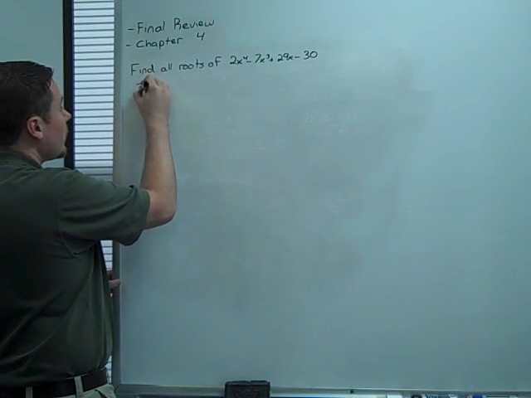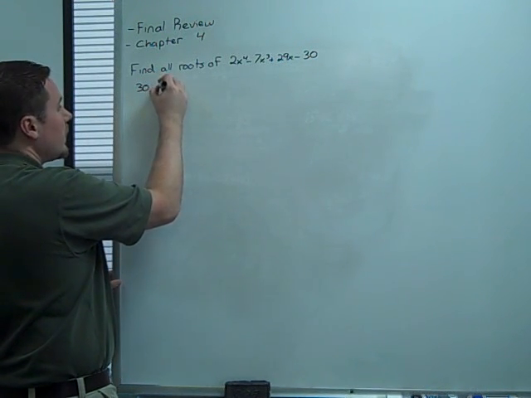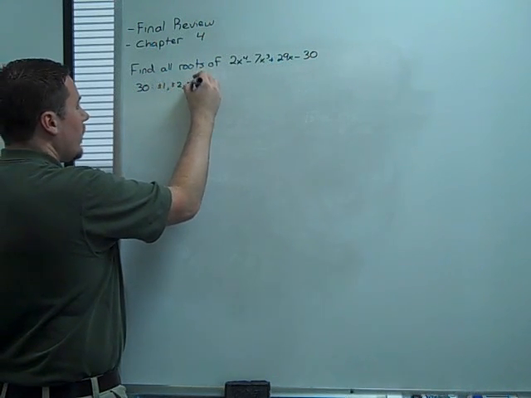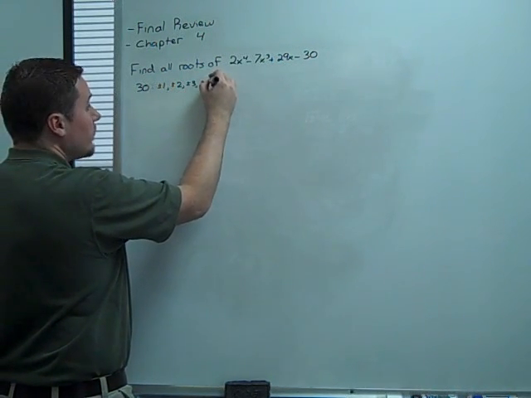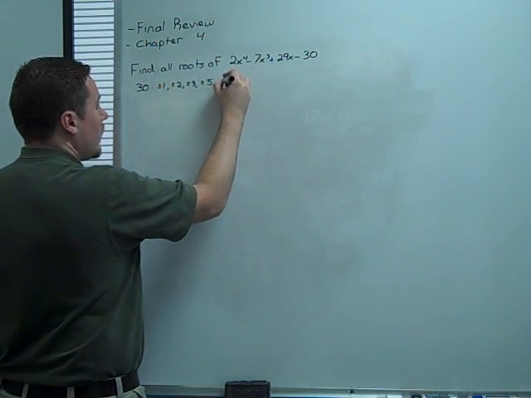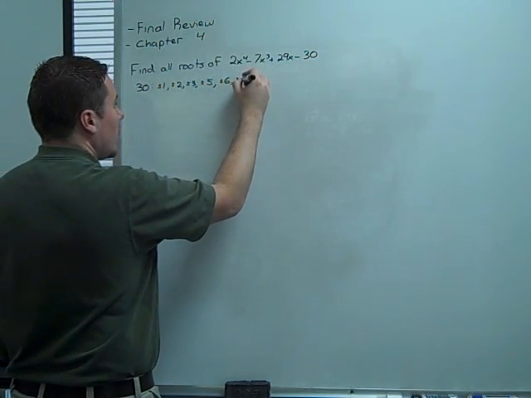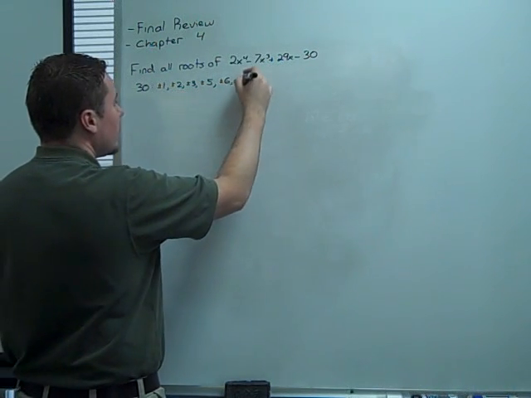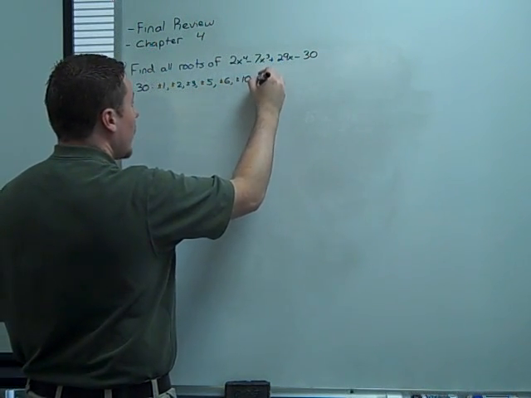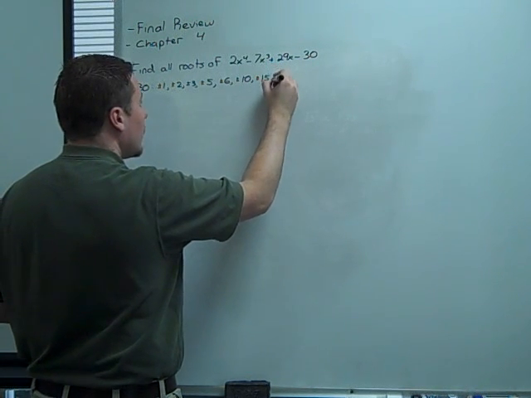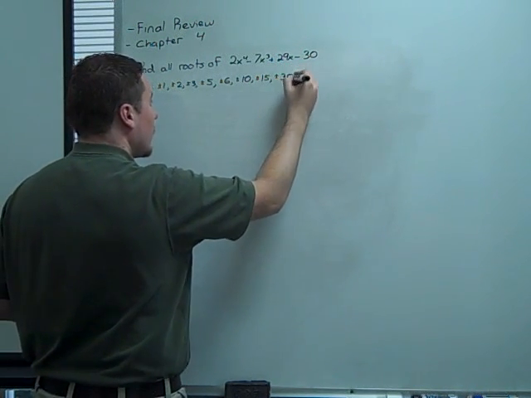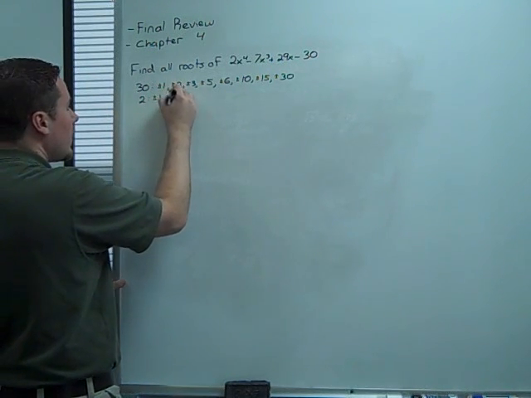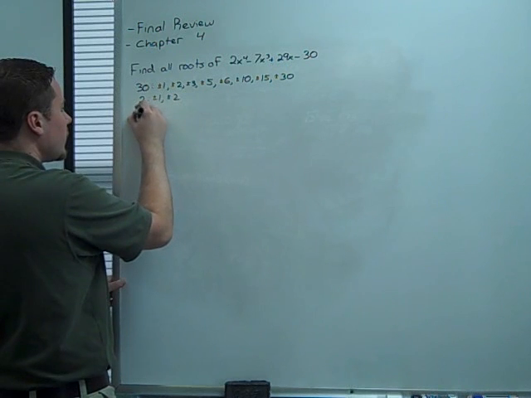So the factors of 30 are plus or minus 1, 2, 3, not 4, but 5, 6, let's see, 6 and 5, 3 and 10, 2 and 15, and then 30. And the factors of 2 are simple enough. They're 1 and 2.